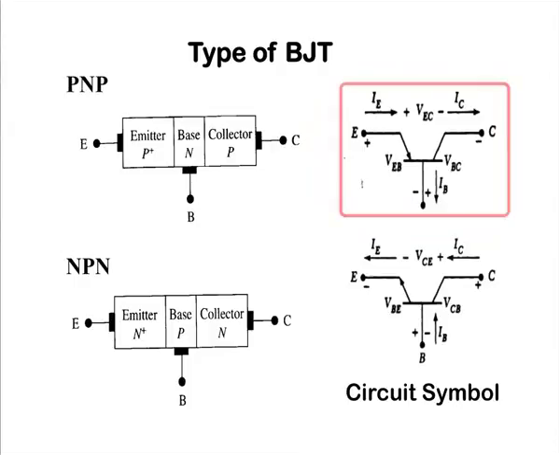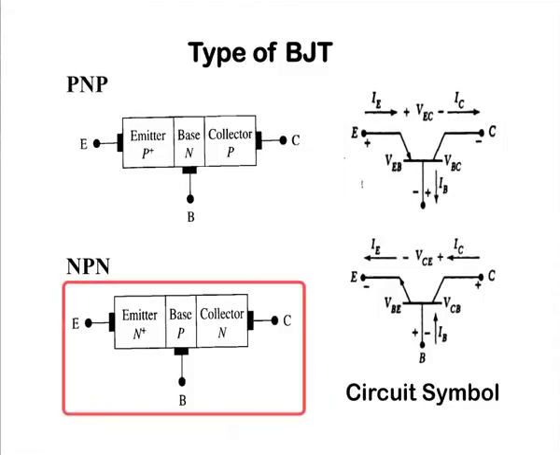And here on the right-hand side you can see the circuit symbol, and in the circuit symbol the carriers are injected from emitter to base. So current flow is from emitter to base. The other type is the NPN transistor.